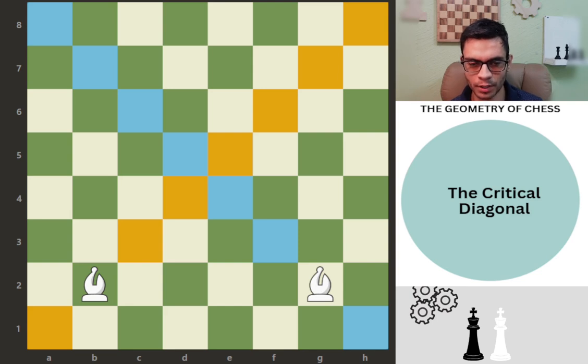Exerting control of the critical diagonals is why we fianchetto the bishop. We put it on the b files or the g files. It can also happen for black. Not because they look good, there is also some symmetry about it, but because they're controlling these long range diagonals, especially these four squares, right? So let's look at one example of this.